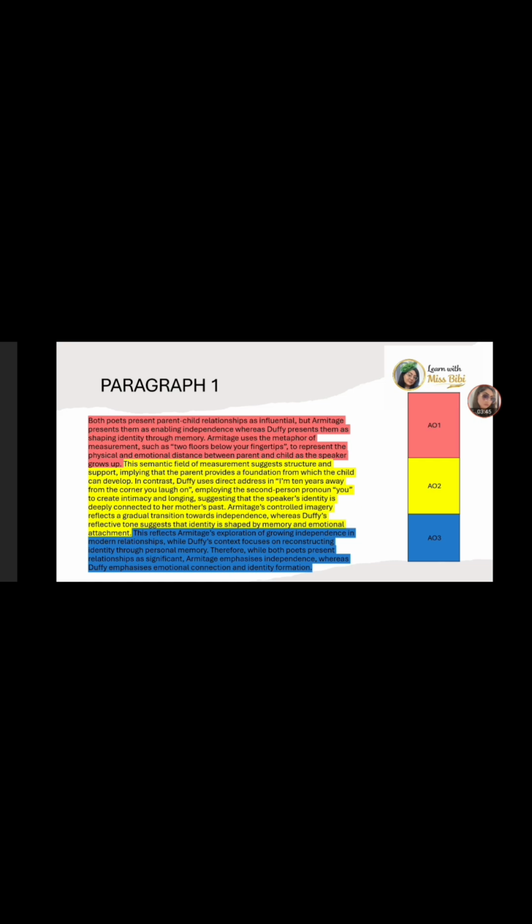So why is this so strong? Because they zoom into methods and they explain them. That's a high level AO2. For the AO3, they link Armitage to independence in modern relationships and Duffy, identity shaped by memory. Always explain what the method suggests. Don't just identify them. There is no point saying this is a simile, this is a metaphor, this is personification, this is alliteration. Explain what they suggest.